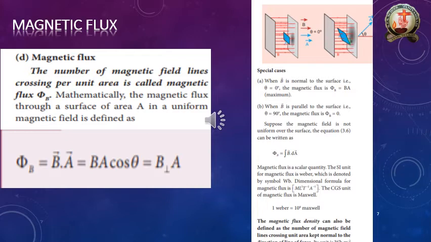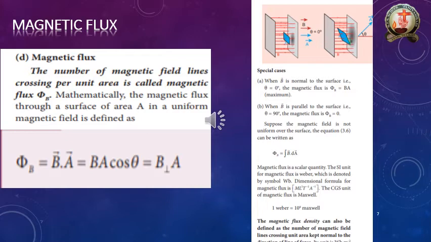Suppose the magnetic field is not uniform. Now we discussed only the uniform magnetic field. Now we are going to discuss the non-uniform magnetic field. Non-uniform means not uniform. Over the surface, the formula of the magnetic flux is phi suffix B is equal to integral B bar dot dA bar. I told you already in the first chapter, the symbol is called the integral.